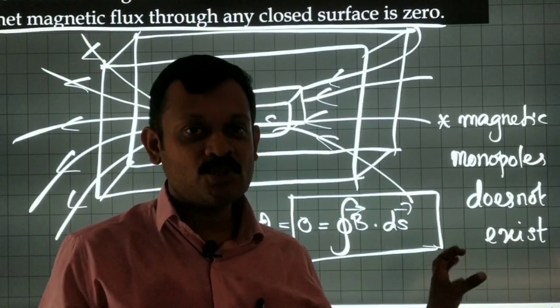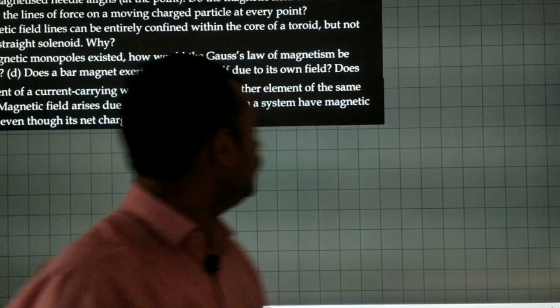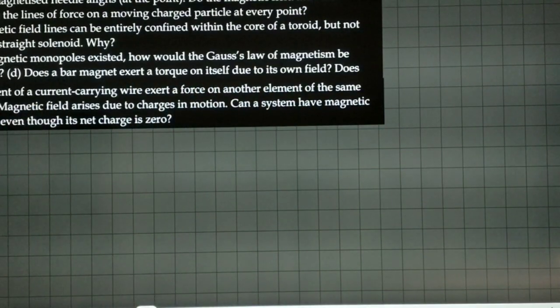Hope this much part is clear to you. Now we will move to another example. Example 5.7.